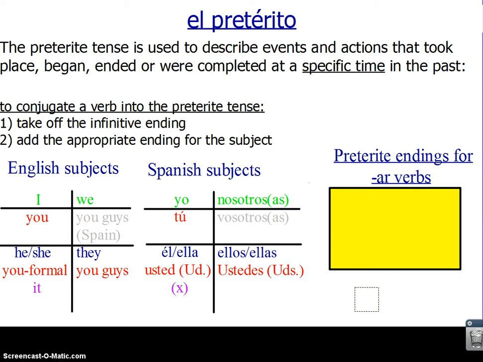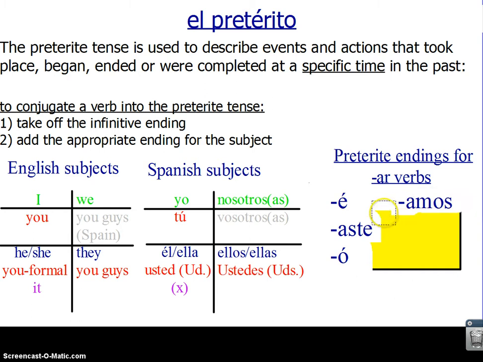So if I want to conjugate a verb that ends in AR, and I want to say that I did something in the past, it's going to end in é, which is spelled with the letter E with an accent. If I'm going to say you did something in the past, aste is what it will end in. If I want to say he or she did something in the past, ó, O with an accent. The nosotros form is still amos, so the only way to tell the difference between the present and the past will be context. The vosotros is asteis, and the they ending is aron.